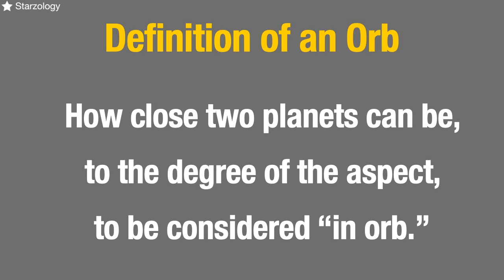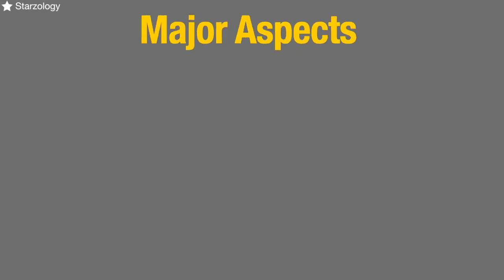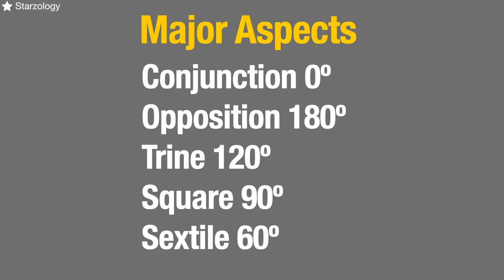aspect. And here we're just going to be looking at the major aspects, and that is the conjunction, the opposition, the trine, the square, and the sextile, and there are your degrees for each of those aspects. We're going to go through those now one by one and give you some examples of aspects within orbs.